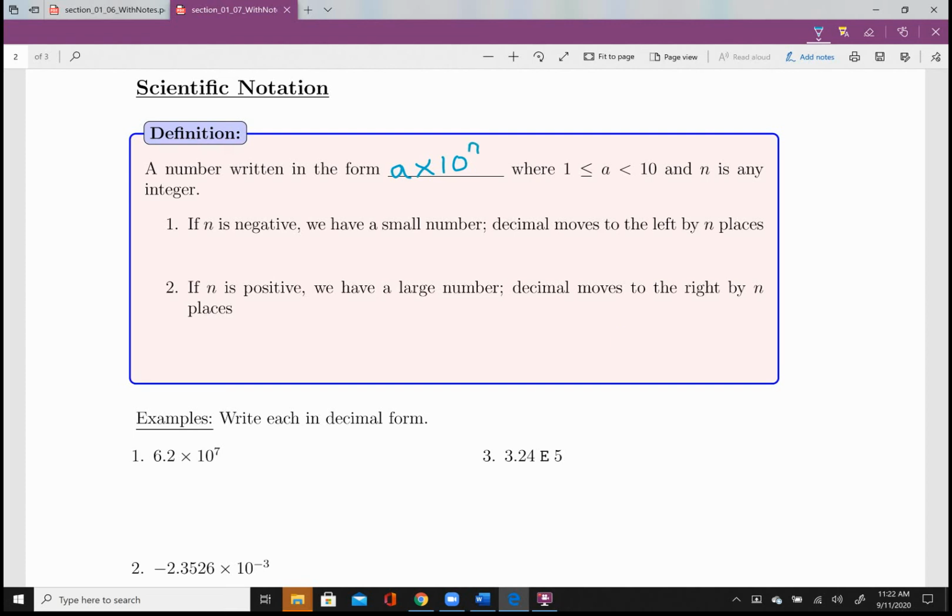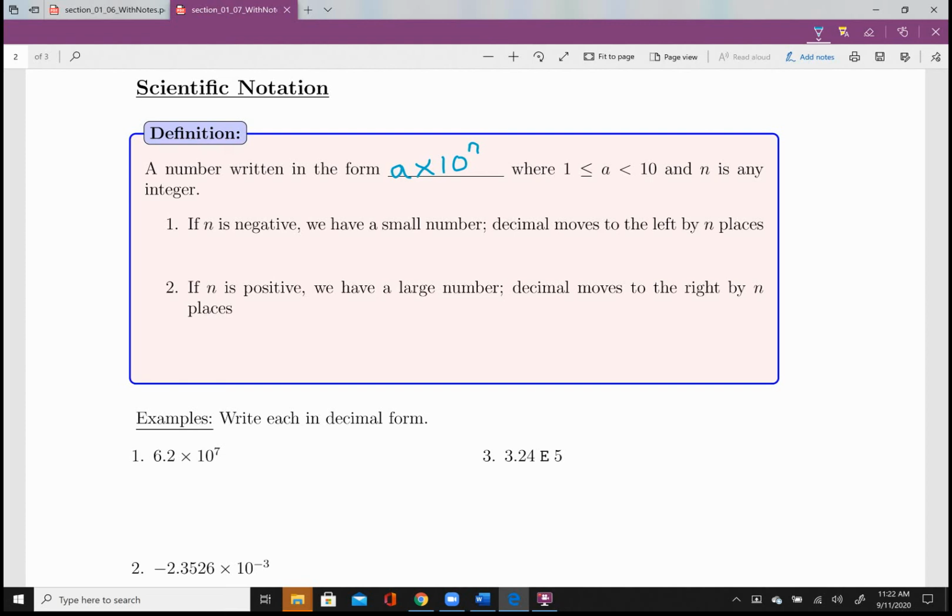Okay, where a has to be greater than or equal to 1 and strictly less than 10. So basically a's value, the ones place value, or the place to the right of the decimal, has to go just to the ones place. So you can't have a tenths place, right? You can't have 10.4 as your a value. It's got to be something strictly less than 10.